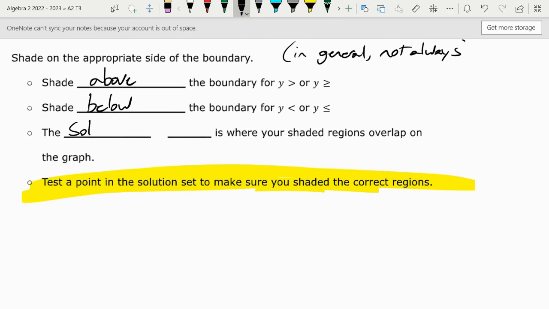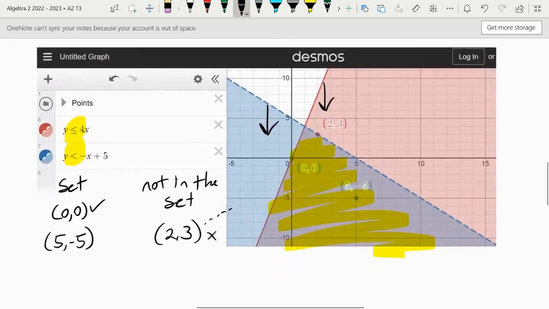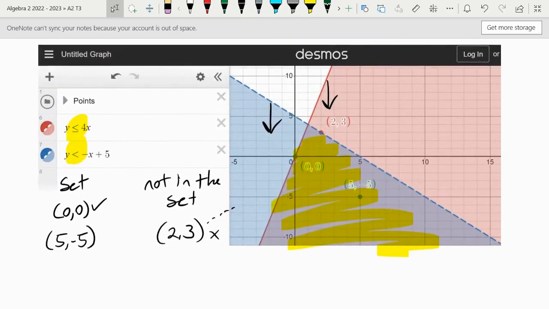Okay, the solution set is the place where the shaded regions overlap on the graph. So in my solution set, on my first example, you can see right there, it's where they overlap.